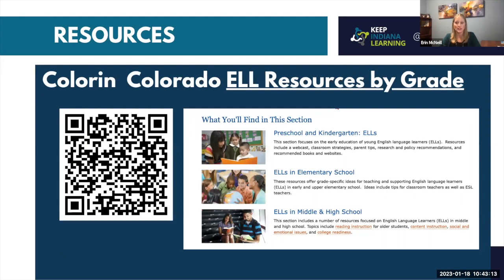Color in Colorado is a great site. I found this site on the Twitter chat called ELL Chat. They have great book suggestions, great resources. As you can see, they're broken down by grade. I was in a high school, and the reading instruction link here was invaluable to me as I taught students how to read in a language they were unfamiliar with.